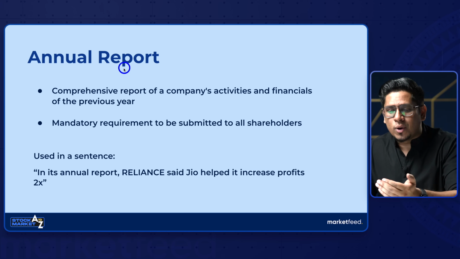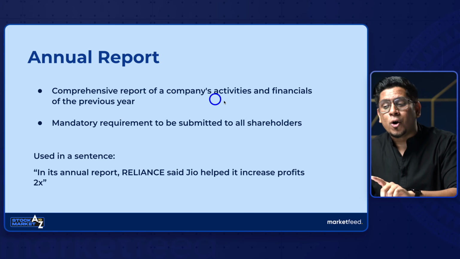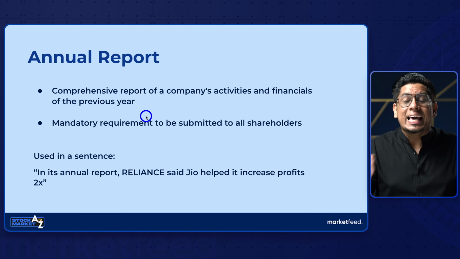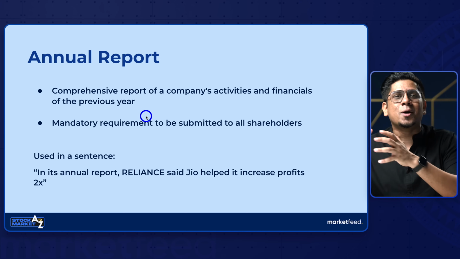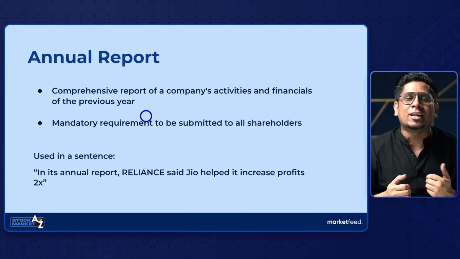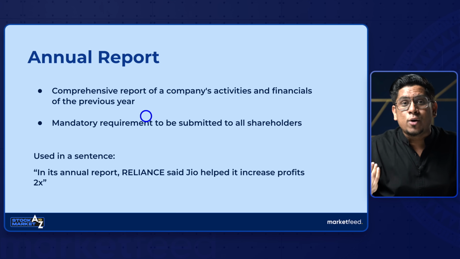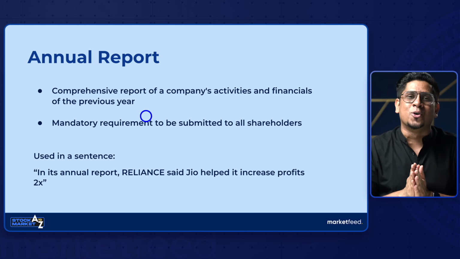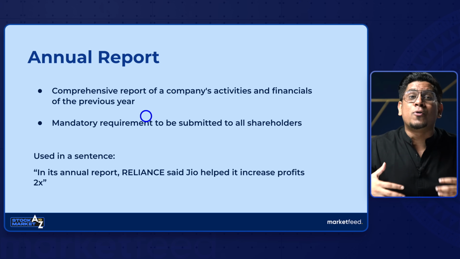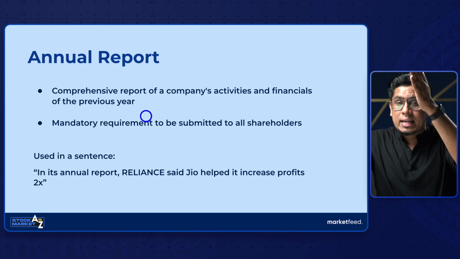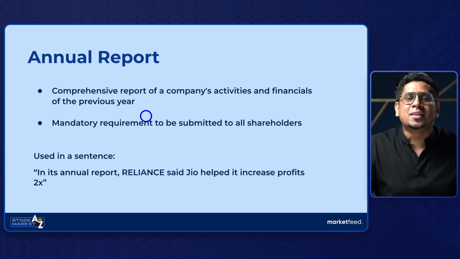As you can see here, annual report is a comprehensive report of a company's activities and financials of the previous year. It's a 300-400 page document which a company publishes and sends to all shareholders, and it puts it out in the public as well. We can always download the annual report of a company, read about the company and understand if the company is doing well or not. So going ahead, when we learn about fundamental analysis, we'll actually download annual reports of companies, read the annual report and learn everything about the company.